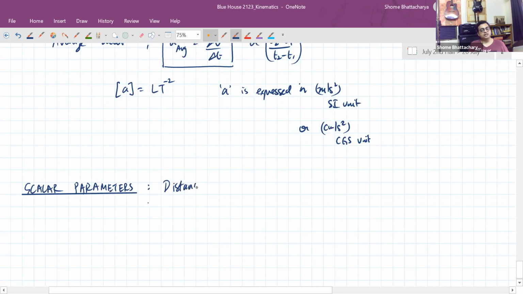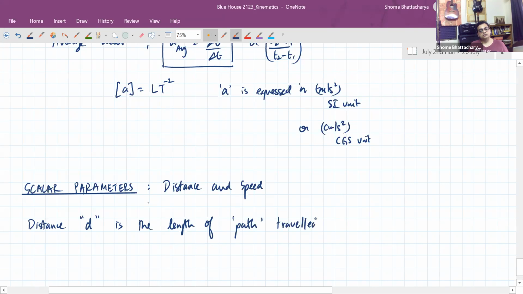Because they are scalar as opposed to the above ones which are vector, they are not necessarily simpler to understand. In fact, they are a little bit more complex. Distance, which we might denote with the symbol small d, is the length of the path traveled in a given time interval.